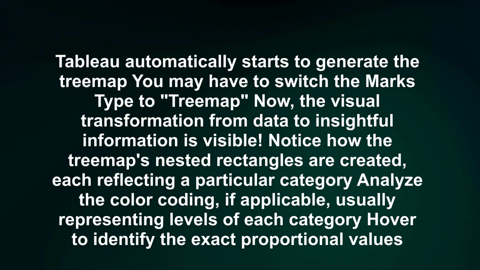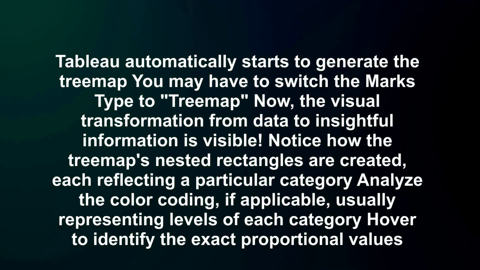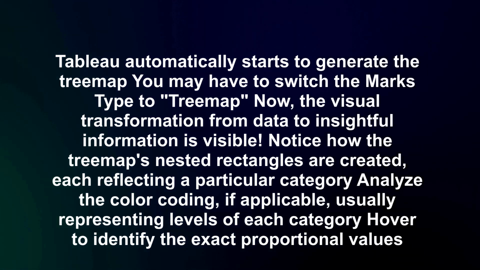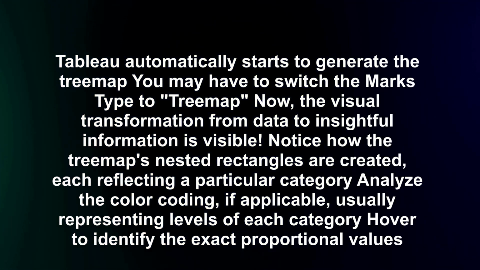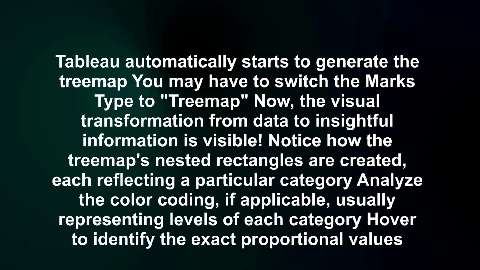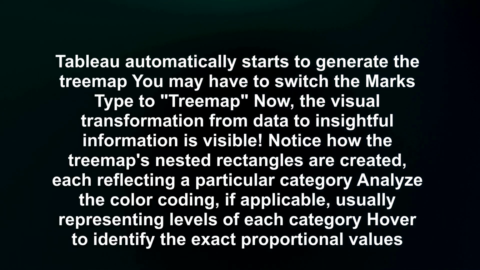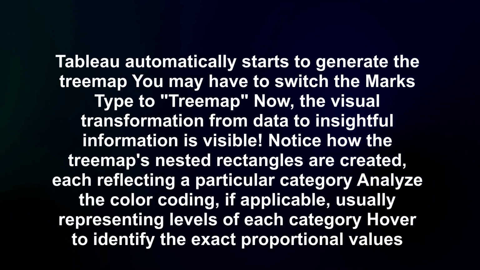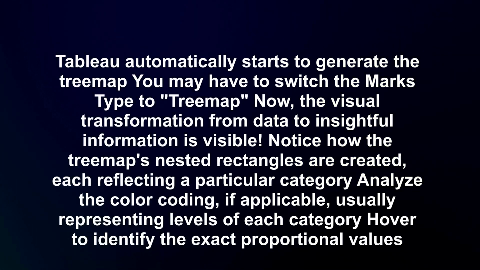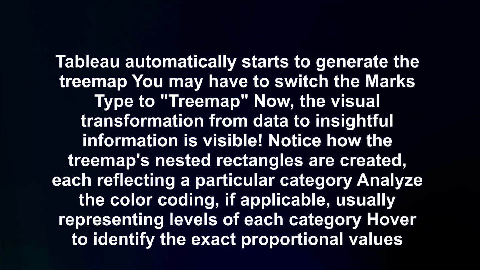Tableau automatically starts to generate the tree map. You may have to switch the marks type to tree map now. The visual transformation from data to insightful information is visible. Notice how the tree map's nested rectangles are created, each reflecting a particular category. Analyze the color coding, if applicable, usually representing levels of each category. Hover to identify the exact proportional values.